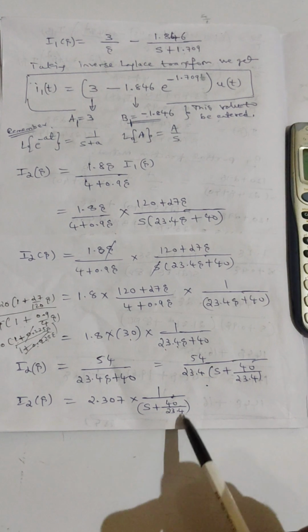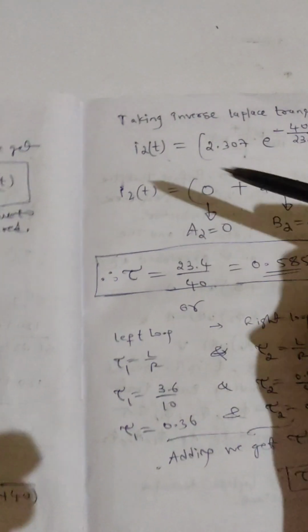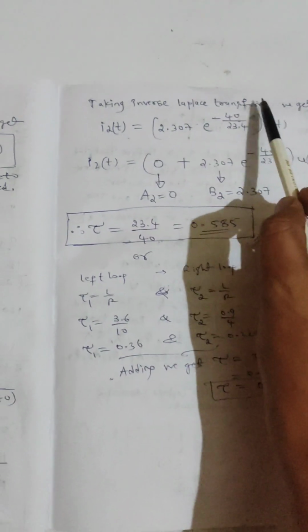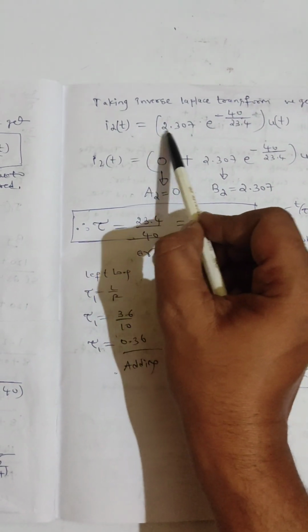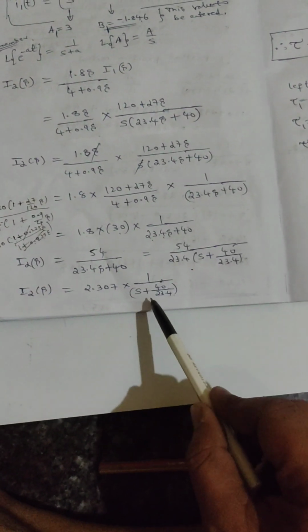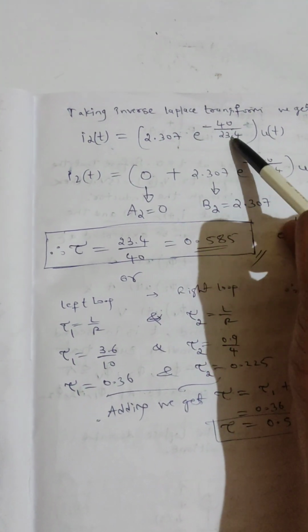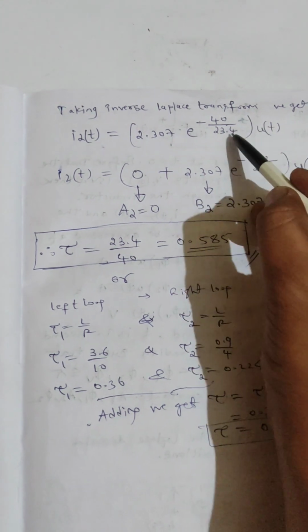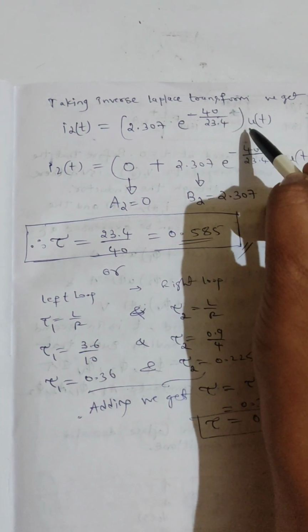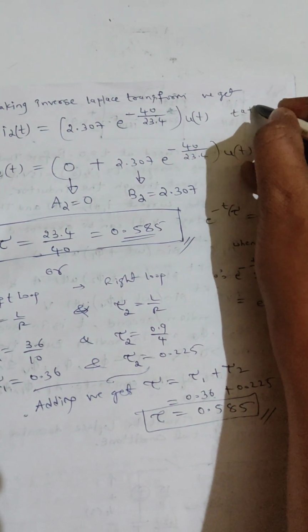See, now I have represented it in order to apply Laplace formulas directly. So now, taking the inverse Laplace transform, we get i2(t) is equal to 2.307 e power minus, see for this one, 1 by (s plus a) is e power minus at. What is the value of a? 40 by 23.4. Instead of writing t here, I have not written u(t), because t into u(t) is equal to t only.